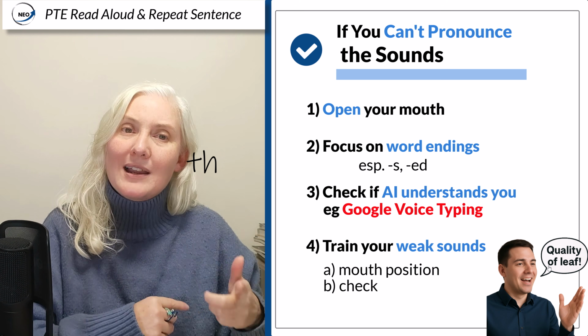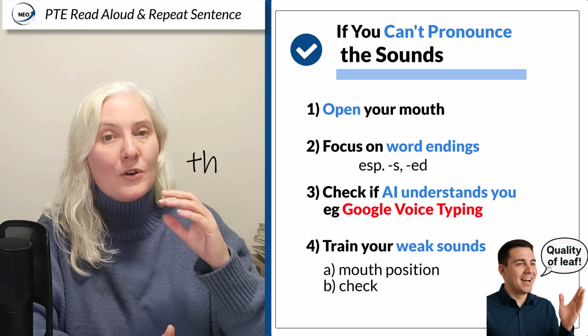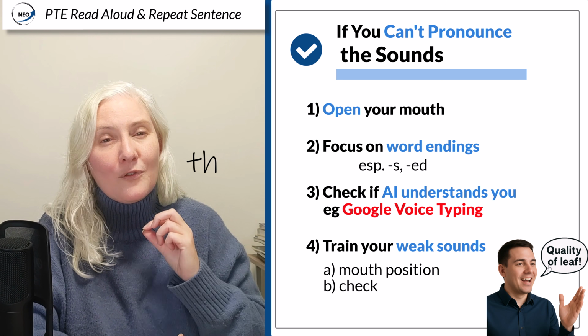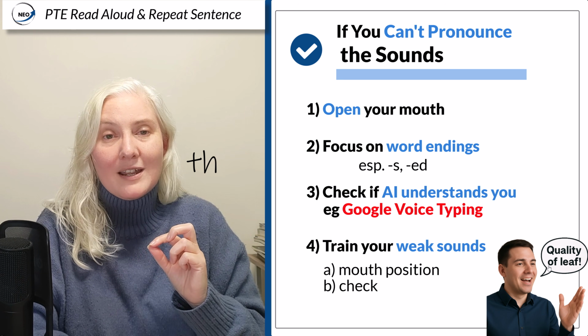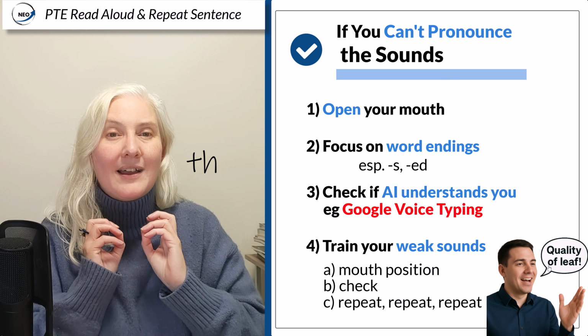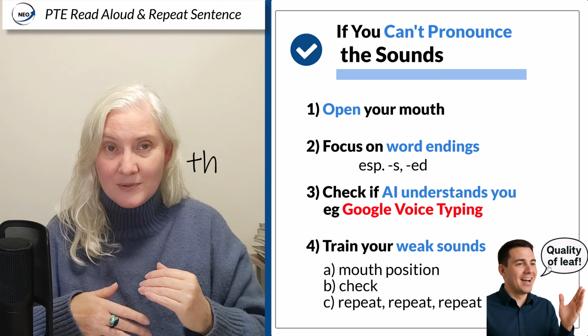Practice it over and over again because it's not enough just to know how to hold your mouth. You have to make it automatic so that you're not thinking about it because your brain can't handle trying to remember the words at the same time as think about how to pronounce. So you need to get good enough at this that it becomes automatic.